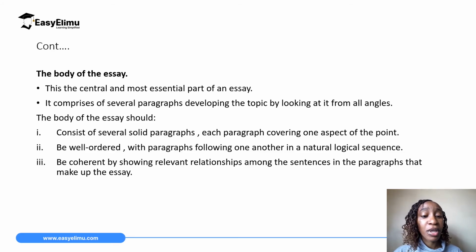And lastly, it should be coherent by showing relevant relationships among the sentences in the paragraphs that make up the essay. So be coherent. So let us see how every sentence relates to the next sentence, or every paragraph relates to the next paragraph.